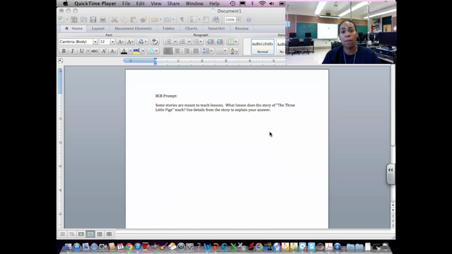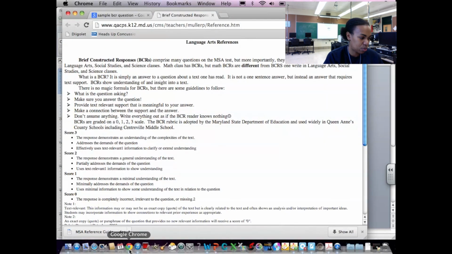So, before I get started actually answering the question, let me go over the scoring rubric of BCRs. This one I actually took from Queen Anne's County, but it still applies to Prince George's County because the rubric is the same all across the state of Maryland. So as you can see here, a BCR can range in score from 0 to 3. 0 is the worst, 3 is the best, and we are all aiming for 3s. And I'm going to tell you exactly how to do that.